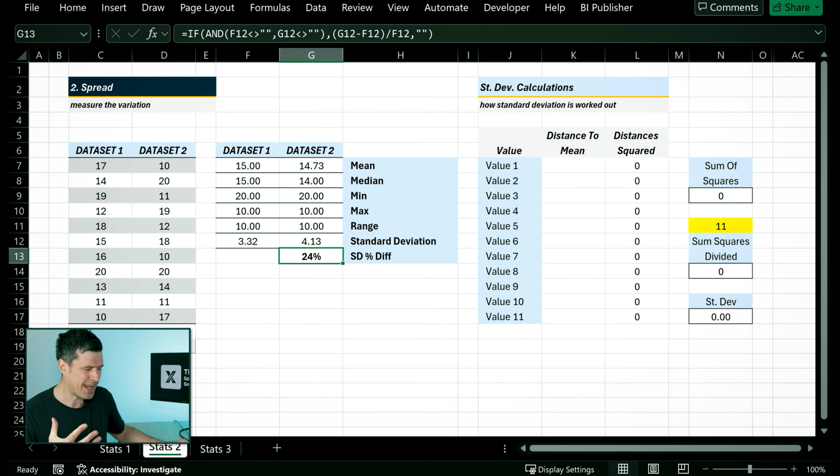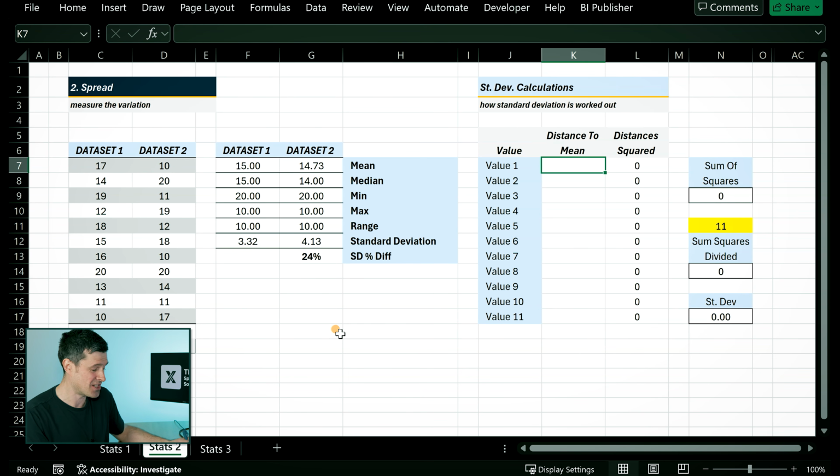A big advantage that we have over AI is we're humans and we can actually explain and interpret what these measures mean. So could you explain how standard deviation is derived? We're going to see it's not as difficult as a lot of people make out. So we're going to take each value in the data set. I'm going to say take data set 1, and I want to find out the difference between the mean for each value in this data set.